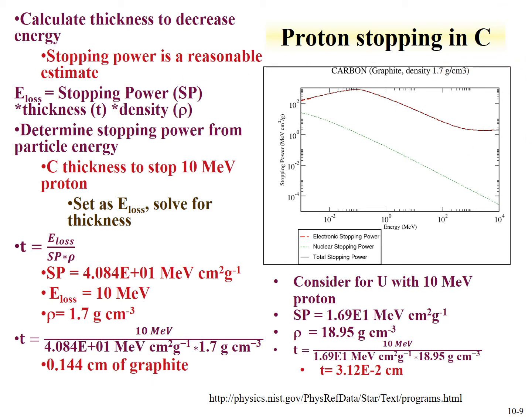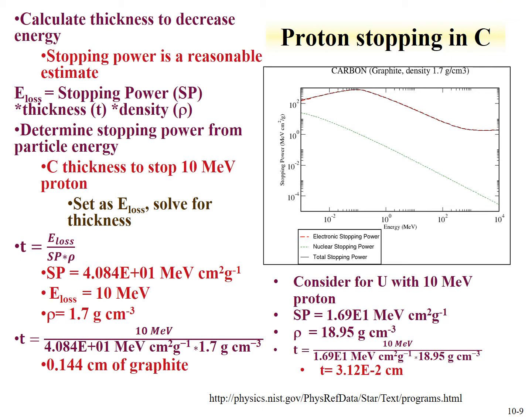If I go to this program, I can see a graph that gives me information on stopping power versus energy. I can actually get the table out, and I can request that the energy for 10 MeV is explicitly presented. From there, I get the stopping power for 10 MeV protons in carbon is 4 times 10 to the first MeV centimeters squared per gram. My energy loss is 10. My density is 1.7. I plug that into the equation, and I get about 0.144 centimeters of graphite is necessary to stop this 10 MeV proton.